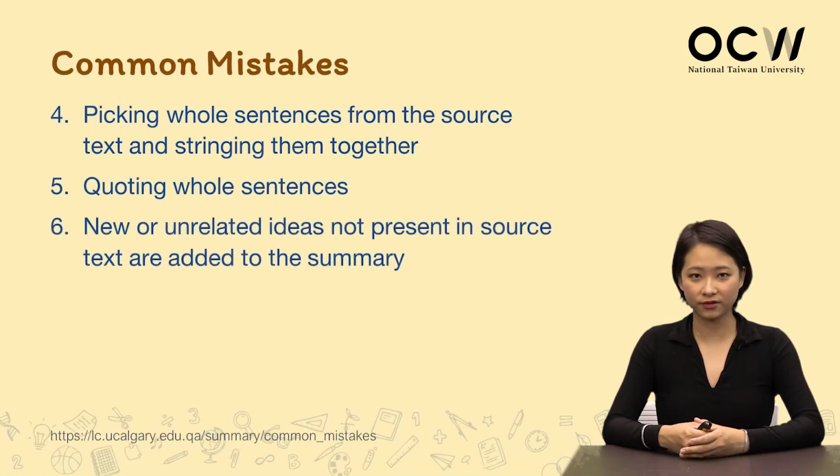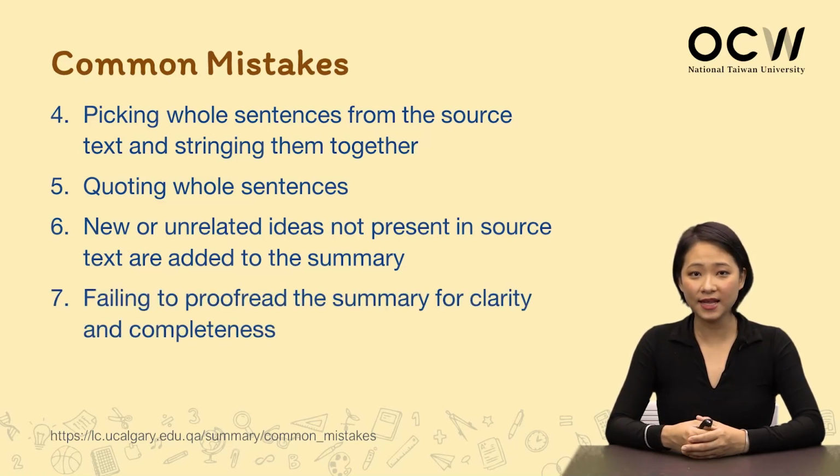When we are composing summaries, perhaps you added a new unrelated idea to the summary. That would actually be a misinterpretation of the author's original viewpoint, meaning that you're now distorting their original intention, which is not a correct way to compose your summary. After having completed your summary, perhaps you failed to proofread it, which means that the clarity and the completeness of the summary will be compromised.